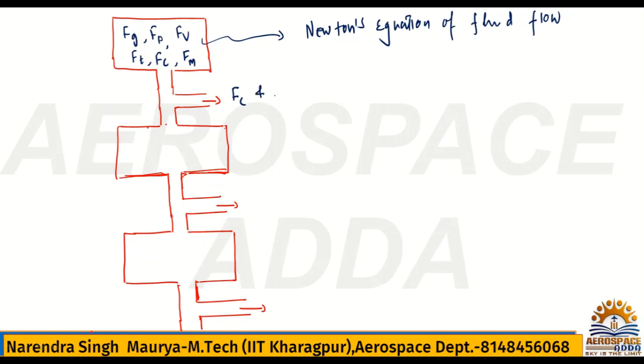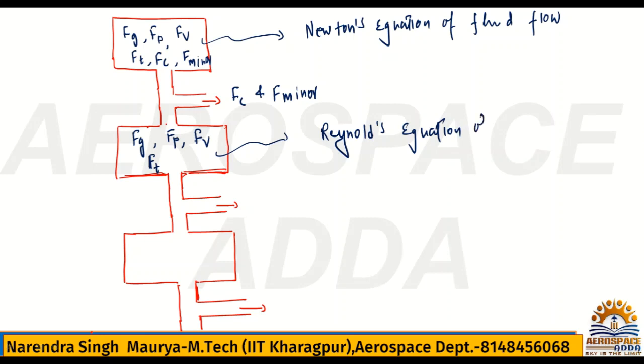Now you have taken compressibility force and minor force outside. So now how many forces are left? Gravity force, pressure force, viscous force, and turbulent force. Then these forces will be constituting one more equation called the Reynolds equation of fluid flow.